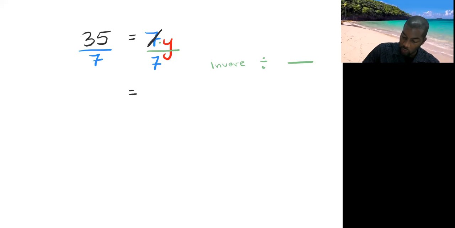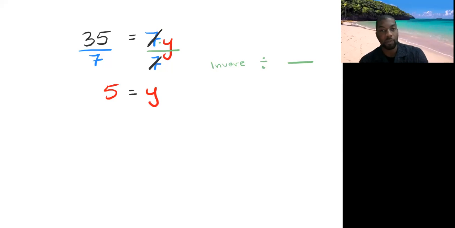7 divided by 7 is 1, so it cancels out. So that leaves me with y on this side, and 35 divided by 7 on this side, and 35 divided by 7 is 5. So 5 is supposed to be y, or y is supposed to be 5. Let's prove it.